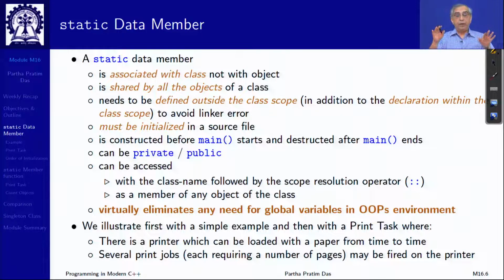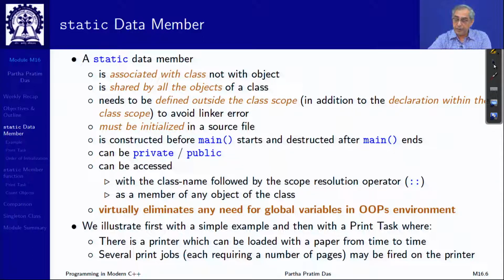So, let us first go ahead and show you an example where there is a printer task, where there is a printer which can be loaded with paper from time to time. There is a tray that you are modeling logically by a variable which says how much paper is there, and you can load paper into that. And there are several print jobs that are fired on this printer one after the other, and every print job has a specified number of pages. After that job is done, the number of available pages on the tray will get reduced by the number of pages required for that job.